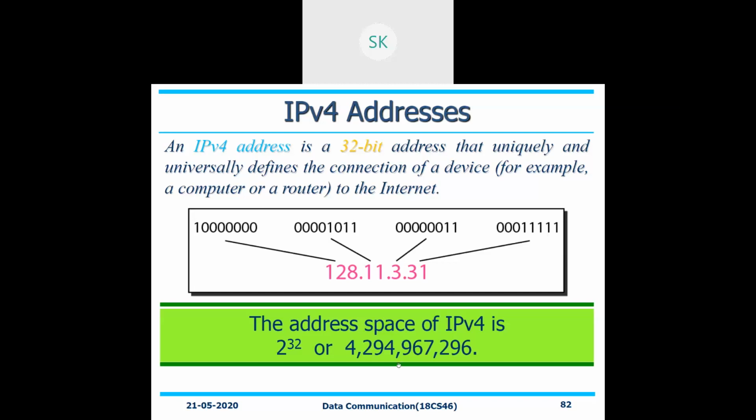This is nothing but your IPv4. How these addresses are defined, they have just given an idea. See here, 128, that is how these addresses will be coming. So it's a 32-bit length. That's what they are giving, right? How is it 32-bit length?